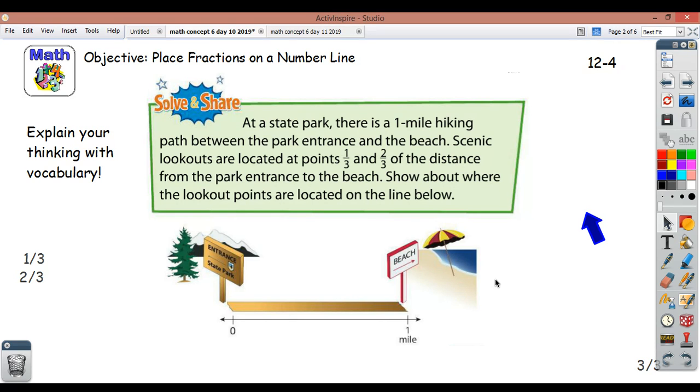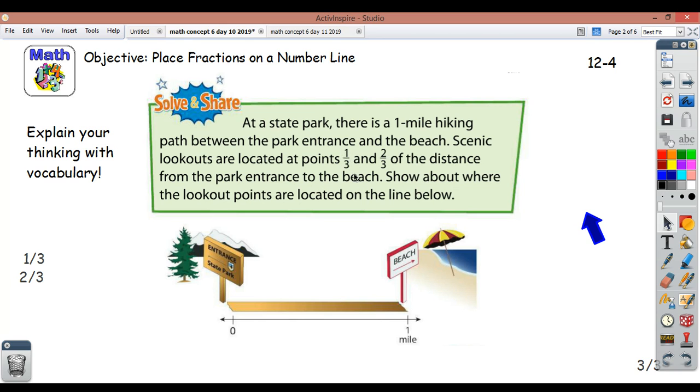Welcome back. All right. At a state park, there's a 1-mile hiking path between the park entrance and the beach. So I like to look down and go, okay, there's the state park entrance, and there's the beach. There's that 1 mile they've got for us. Scenic lookouts are located at points 1/3 and 2/3 of the distance from the park entrance to the beach.